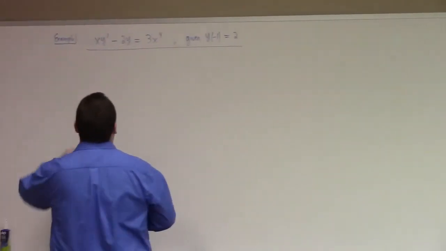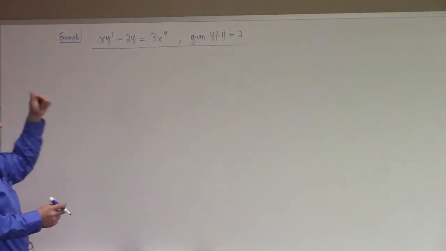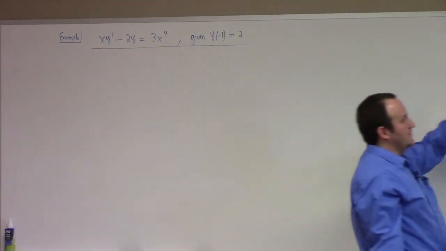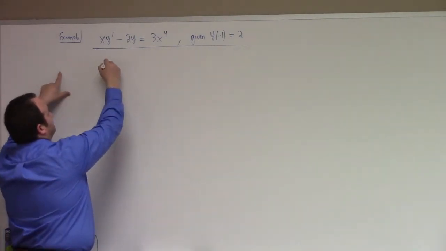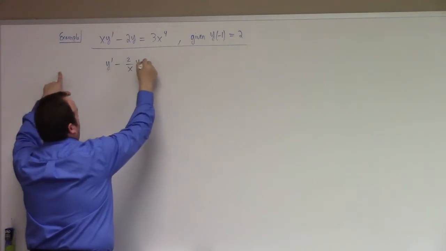All right, so first of all, this is not yet in the form we want, right? First of all, there's a step 0. Step 0 is to put it in the box. So we got to put it in standard form. How do you do that? Just divide by x, right?